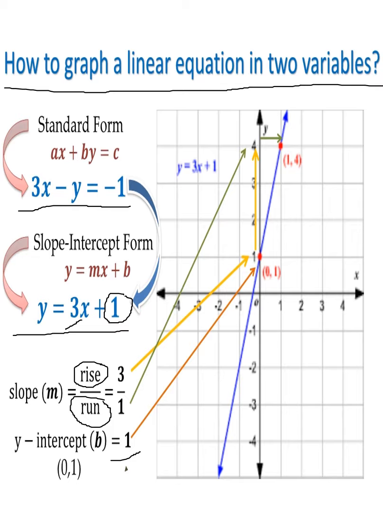Now, when we draw the graph, where do we find the y-intercept? What we have discussed is that the y-intercept is the point where the graph or the line intersects the y-axis. You see, this is the point where the line intersects the y-axis. So the coordinate of this point becomes 0, 1.